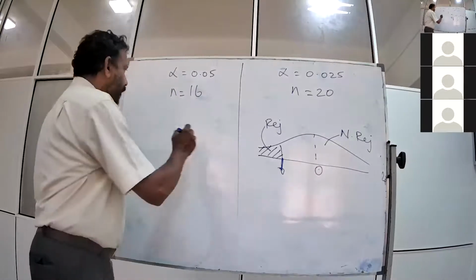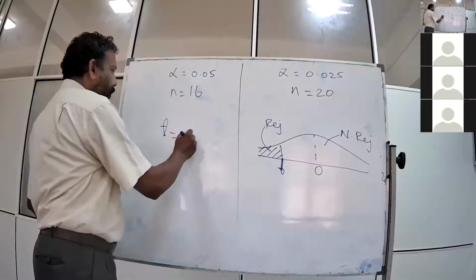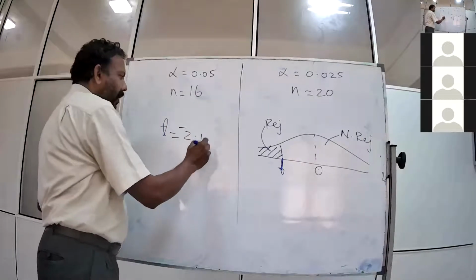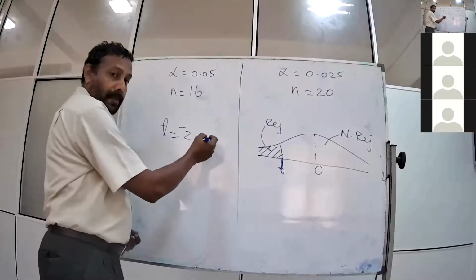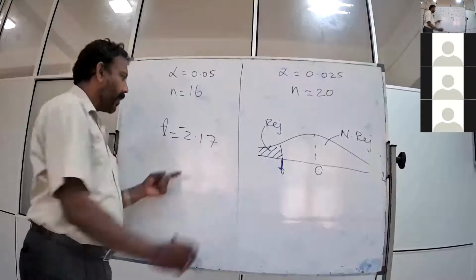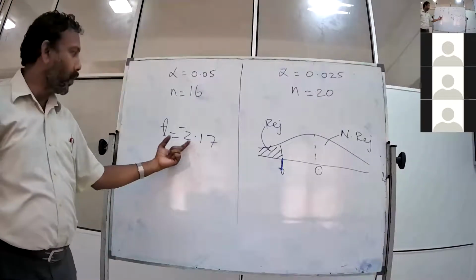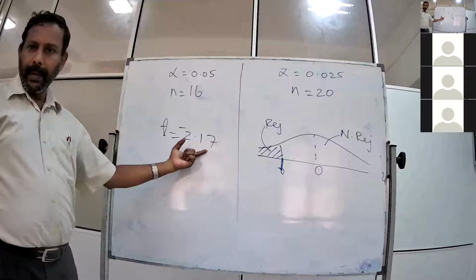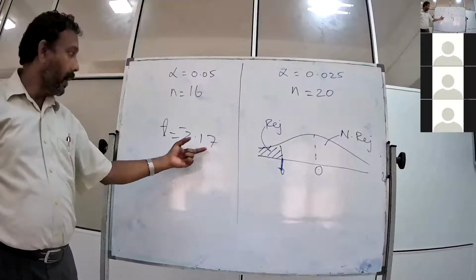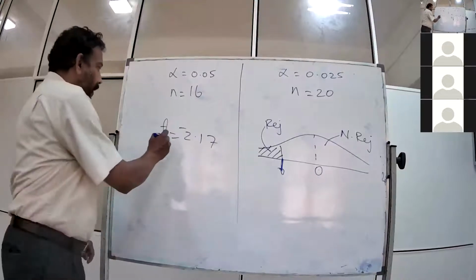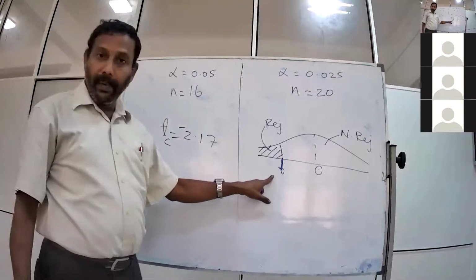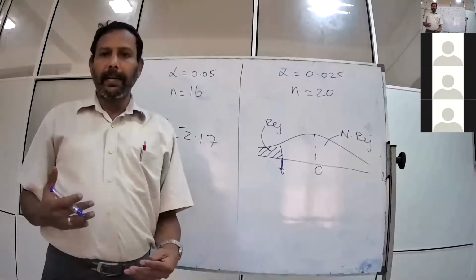Our calculated value we already know, that is minus 2.1 something. I can remember 17, whatever it is. I will say 2.17. Clear? Right. So this is my calculated value. Easy. My table value, I look at from the table.